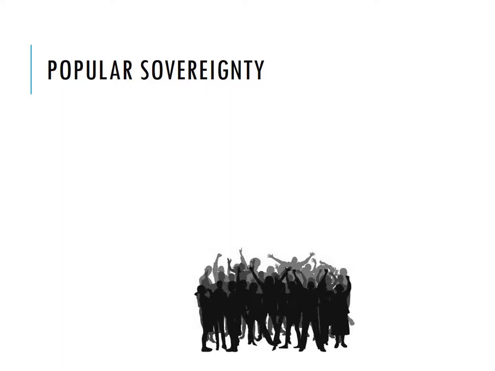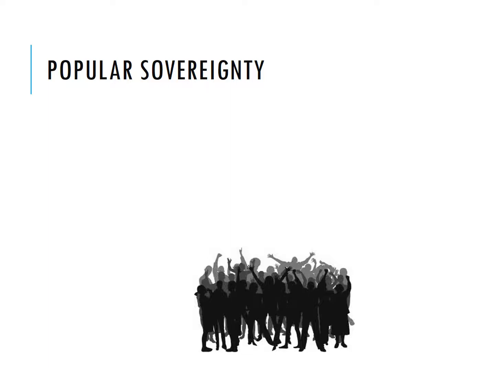Okay, so the first one we're going to talk about is popular sovereignty. Nothing is more important than popular sovereignty in the Constitution. So the definition of popular sovereignty is the belief that the government is created by and for the people, and that the people are the source of all political power, and those people get to choose people to represent them. Okay, so let me break that down for you a little bit more.